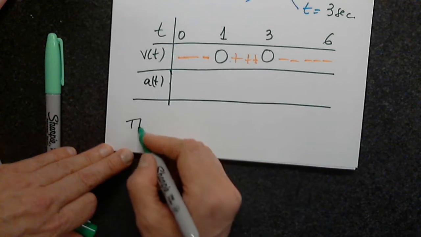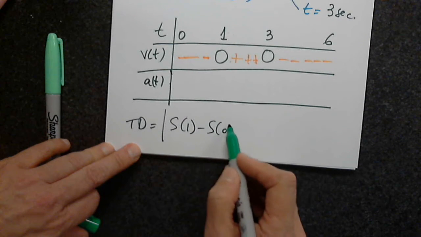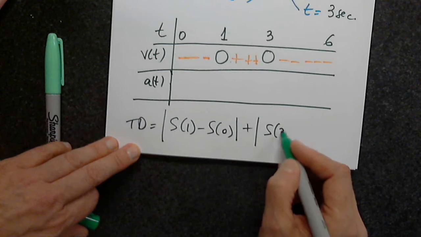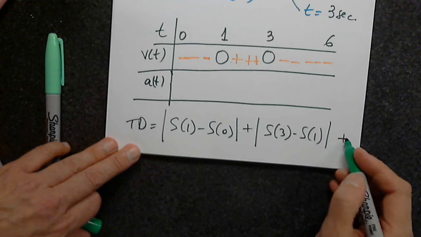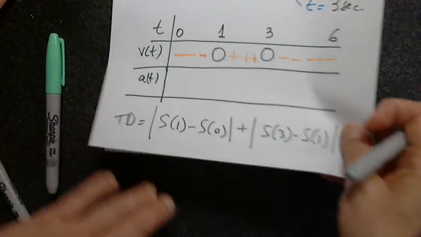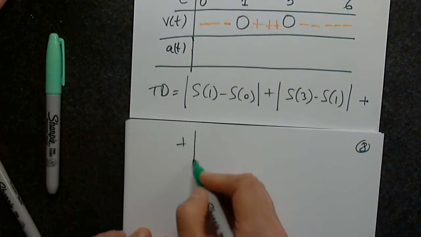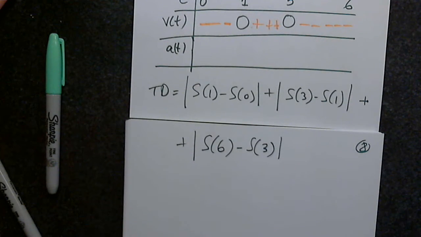So the total distance then will be the absolute value of s of 1 minus s of 0, going in the negative direction, plus the absolute value of s of 3 minus s of 1. And finally, plus, can anyone give us the last plus? Plus what? s of 6 minus s of 3. All these numbers should be determined together. I will put the function in. Remember, this goes in the function.